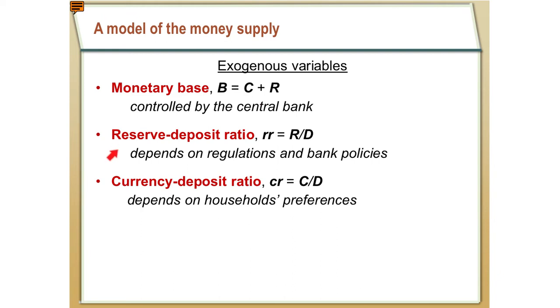The next definition is the reserve to deposit ratio. We're going to call this RR. We saw this in the previous slide. This is defined as the amount of reserves divided by the amount of deposits, so it's the ratio of reserves to deposits. We used to think of this as being determined by regulatory minimums. Banks had to keep a certain number of minimum reserves to meet laws, but these days that has actually been retracted and there is no legal minimum anymore. And so it really depends on bank policies these days.